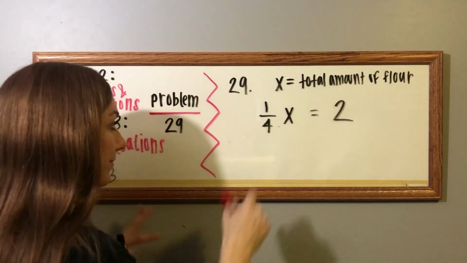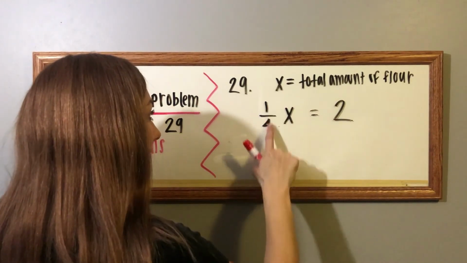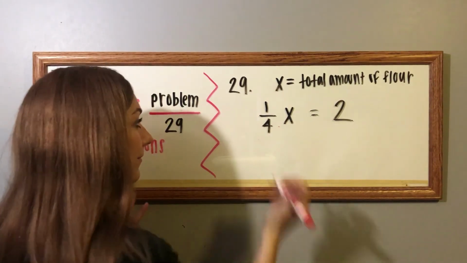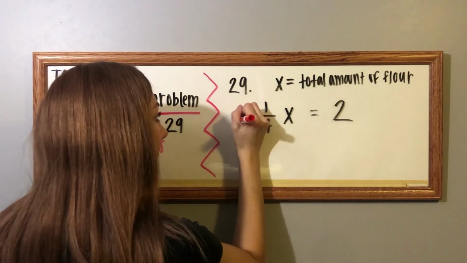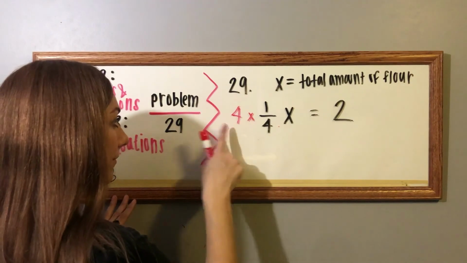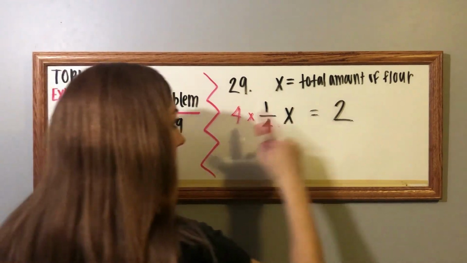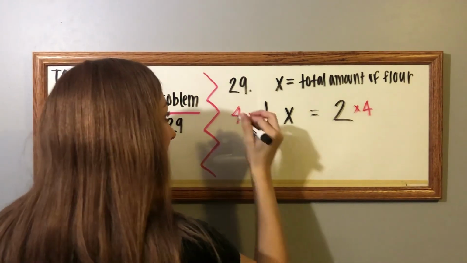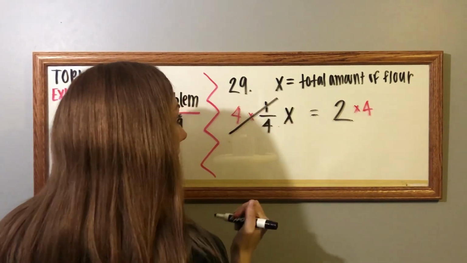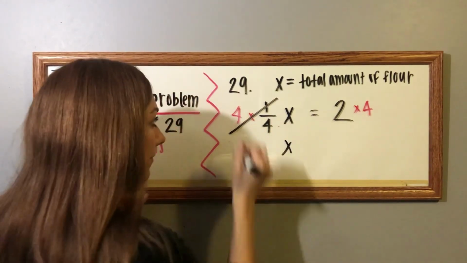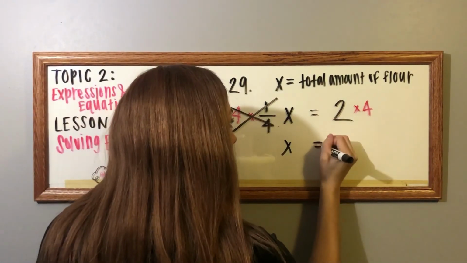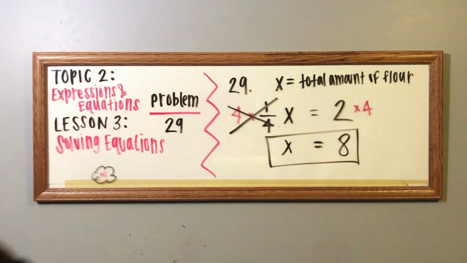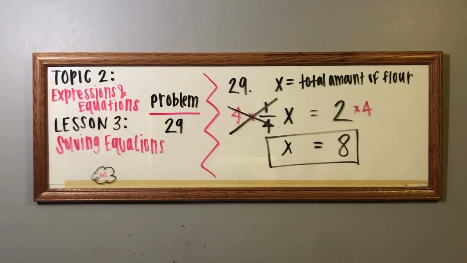So in order to solve this, it's showing me a division problem. I have 1 divided by 4, and the opposite of division is multiplication. So I'm going to multiply x times 4. And whatever I do to one side, I'm going to do to the other. So I'm going to multiply 2 times 4 as well. My 4 is going to cancel out my 1/4, leaving me with just x on the left side. And on my right side, 2 times 4 is 8. So I know that the total amount of flour the recipe calls for is going to be 8 cups.